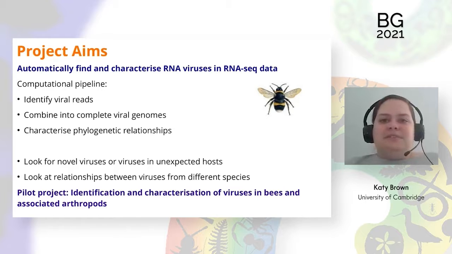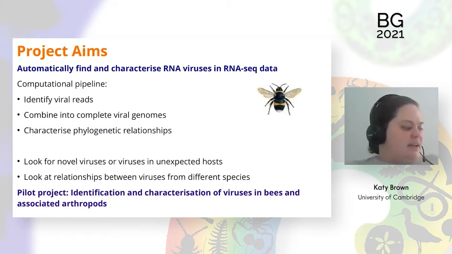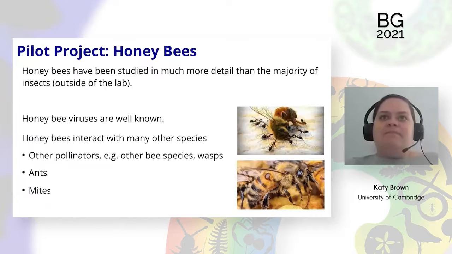So of course, it's not possible to immediately screen 2 million datasets. So we've come up with a pilot project to help develop and then test my pipeline and hopefully find out something interesting. And this is on the identification and characterization of viruses, specifically in bees and associated arthropods. And that's what I'm going to talk about today.